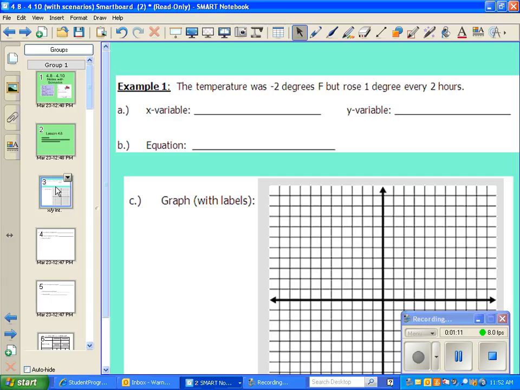Okay, what's the x and y variable, Jenna? Good. Hours and degrees. Okay, go ahead, write your equation down for it. Okay, Chris, what's the equation? Good. y equals 1 over 2x minus 2.